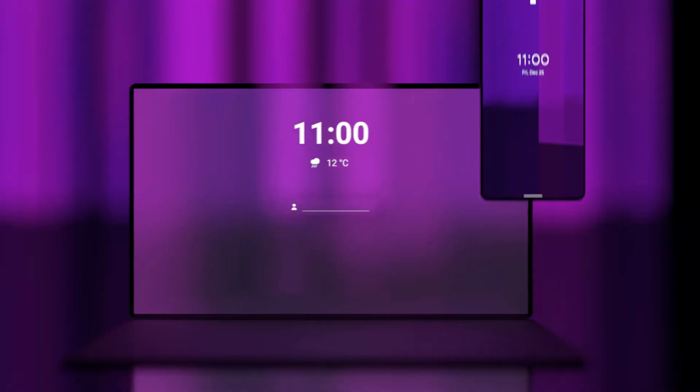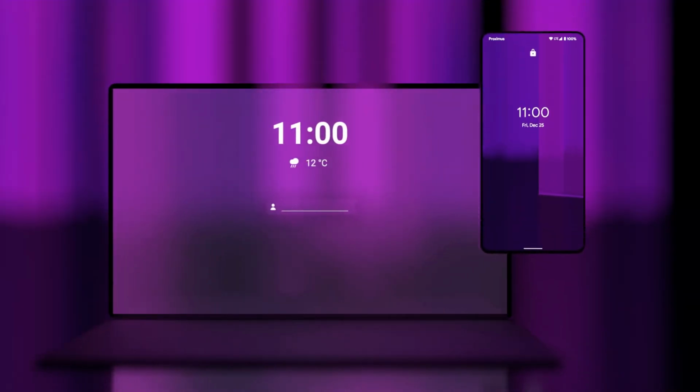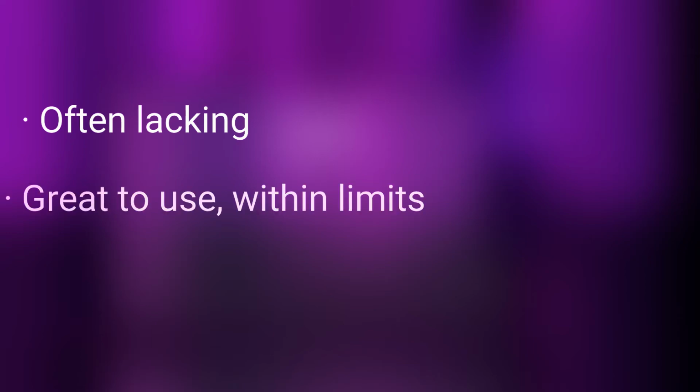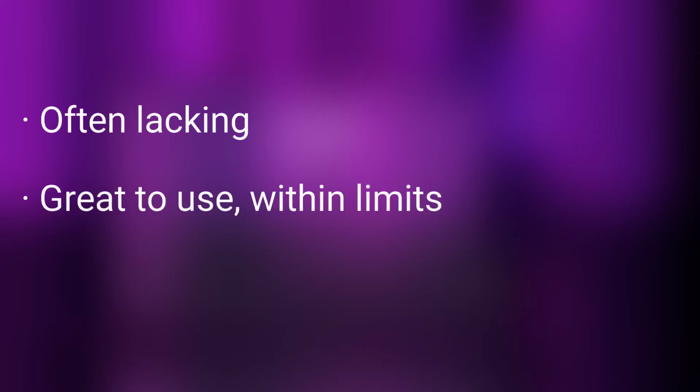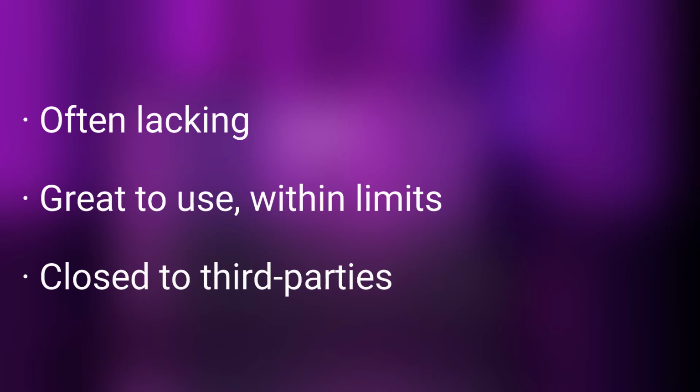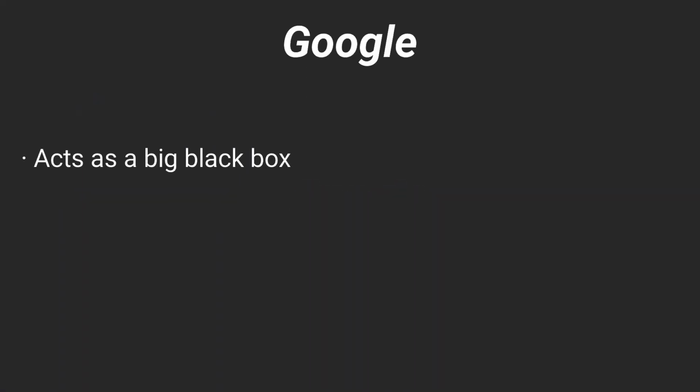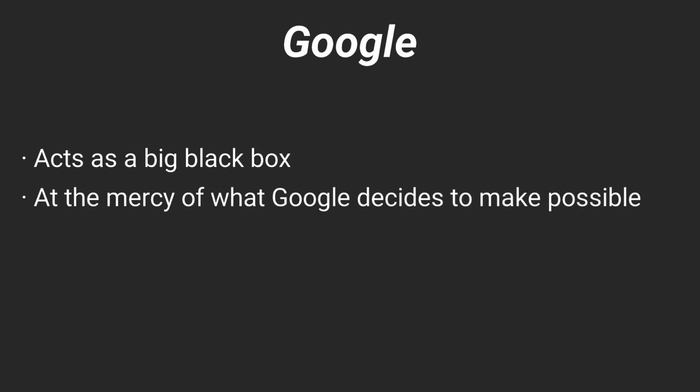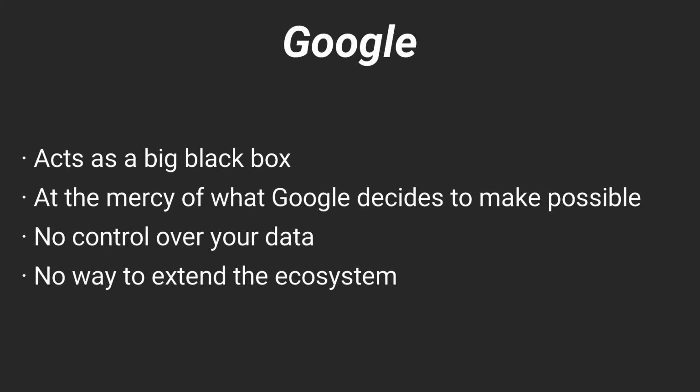Software and hardware ecosystems are very useful in theory, but their implementation by most big companies is often lacking, and I think that this is primarily due to a lack of openness. These ecosystems are great to use, but only if you limit yourself to using the company's own products, since they're usually unwilling to give up the data they collect on you, or open up their system to third-party applications and devices. Google servers, for instance, act as a big black box for the end user, who is at the mercy of what Google decides to make possible with their data. In short, you have no control over your data, and there is no way to extend or expand this ecosystem.